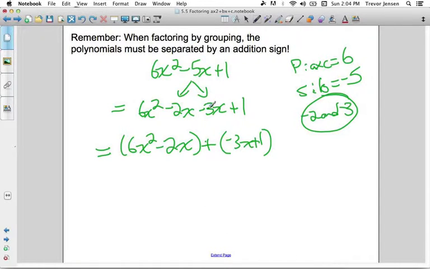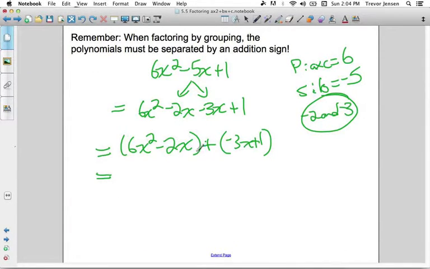Even when you have this minus here, make sure that stays with the negative 3x. And then separate the groups with an addition sign. Whenever you're factoring by grouping, you're always going to separate with an addition sign. Always. Now what you want to do is factor each group.